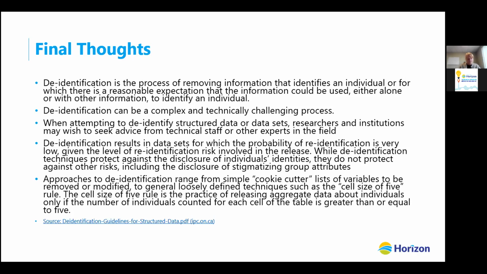Approaches to de-identification range from simple cookie cutter lists of variables to be removed or modified, to general loosely defined techniques such as the cell size of 5. Some of you may be familiar with that. What that means is that only if the number of individuals counted for each cell of the table is greater than or equal to 5 would you include it in your data set.